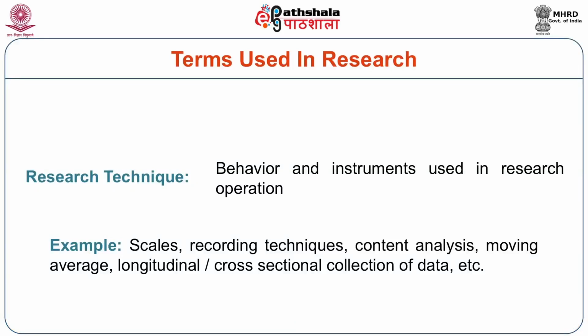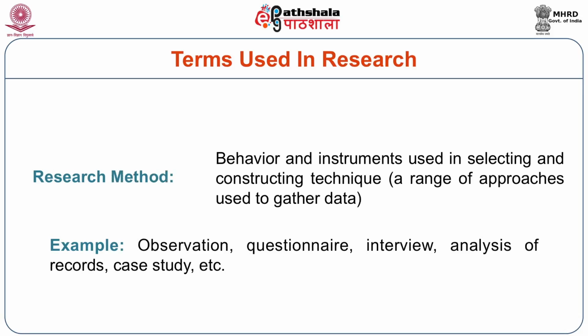There are various terms that are used in research, like research technique. What is it? The behavior and instruments when they are used in research operations, for example, scales, recording technique, content analysis, moving average, and so on and so forth, are termed as a research technique. Research methods are different from research technique. Research methods are the behavior and instruments used in selecting and constructing the technique. For example, whether it may be observation, questionnaire, interview, analysis of records, or case study, all these are research methods.